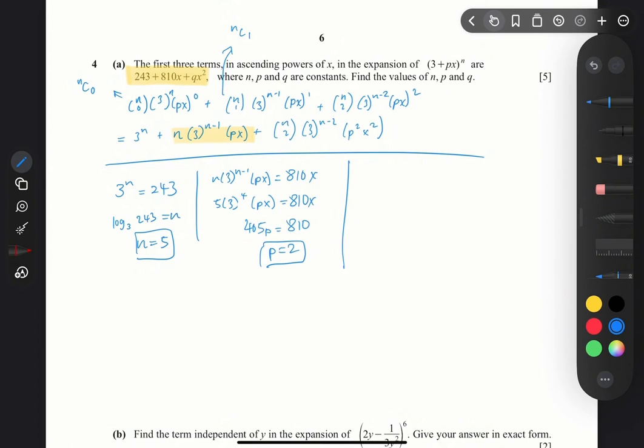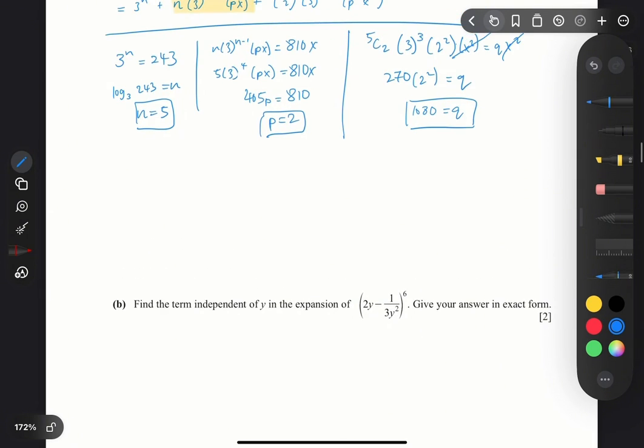The last part of the equation, nC2. n is 5, so 5C2 times 3 cubed, you can cancel the x squared and key into the calculator. q equals 1080, and that should be the answer.